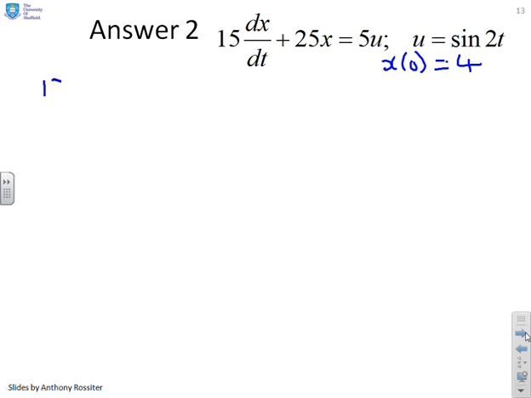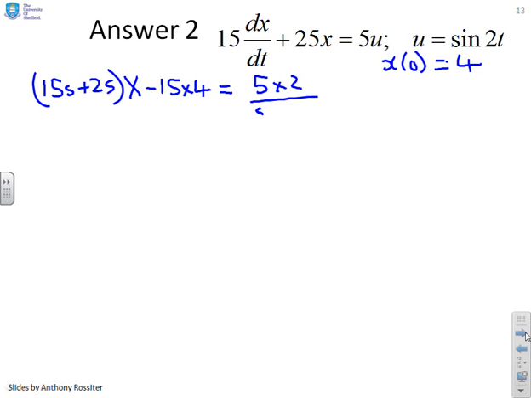So again, we take Laplace as ever: (15s plus 25) into x of s, minus 15 times 4, so that's 15 times the initial condition, equals 5 times 2 over s squared plus 2 squared. You'll remember that the Laplace transform of sine 2t is 2 over s squared plus 2 squared.